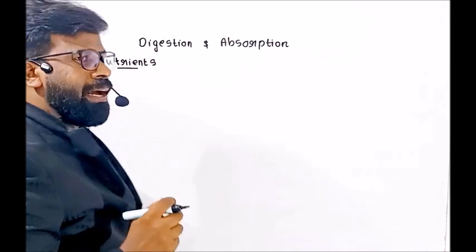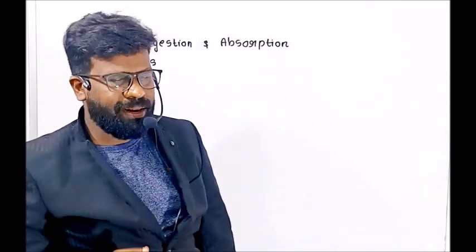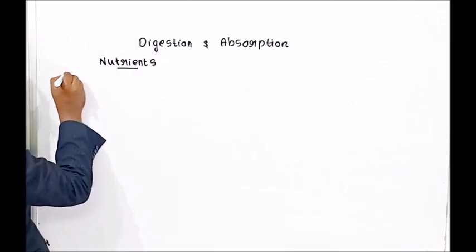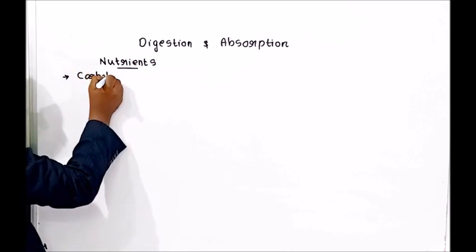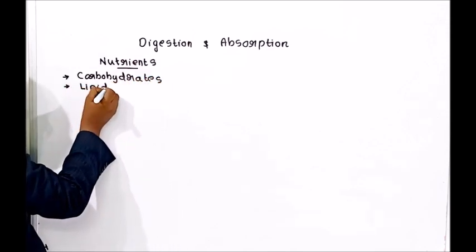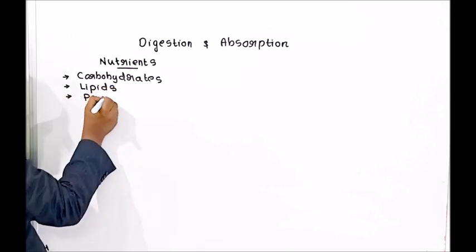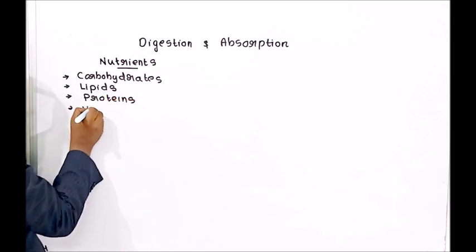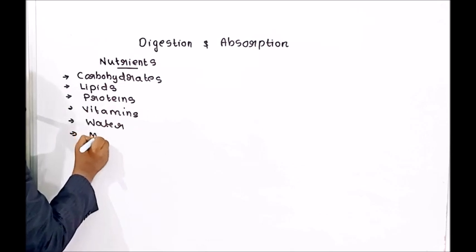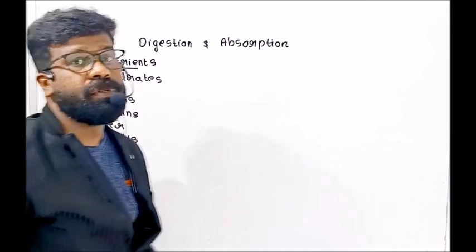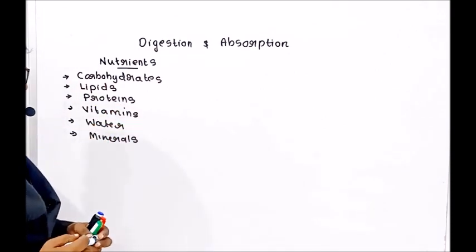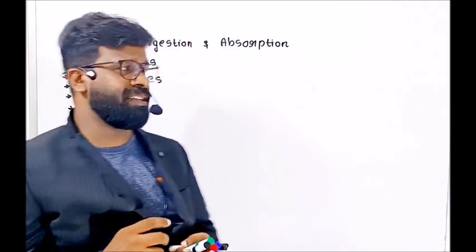Acquiring and utilization of energy-rich nutrients is called nutrition. Then let's study what are the different types of nutrients we use in our body. The nutrients are carbohydrates, lipids, proteins, vitamins, water and minerals. These are the different types of nutrients we utilize in our body.